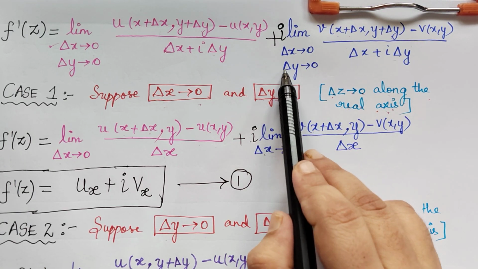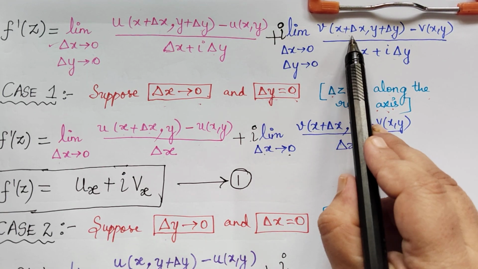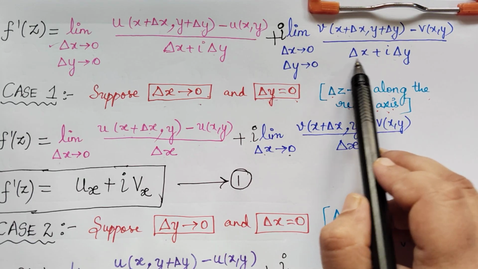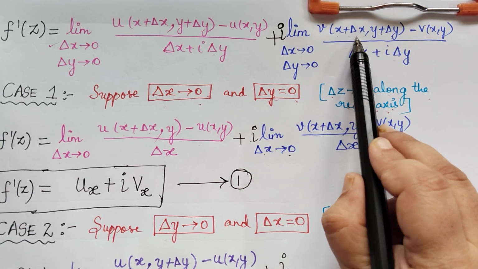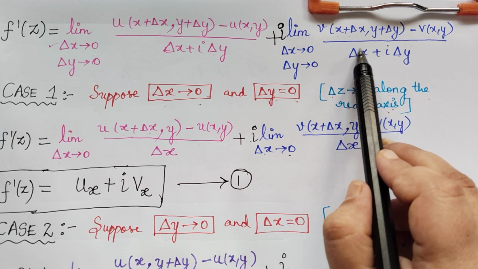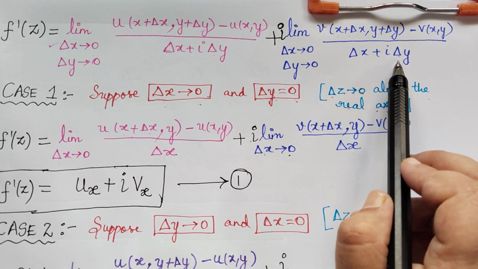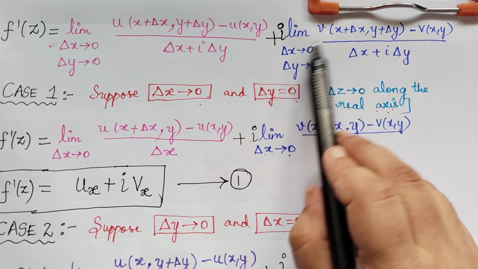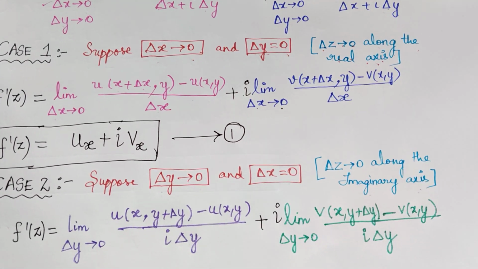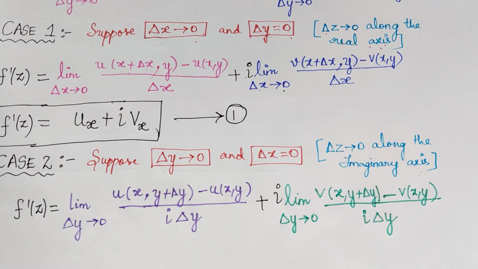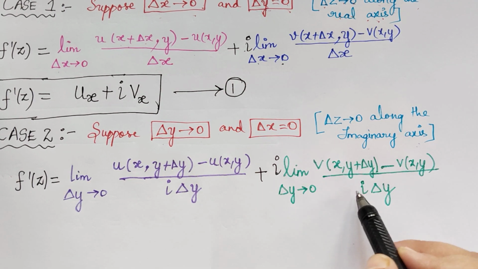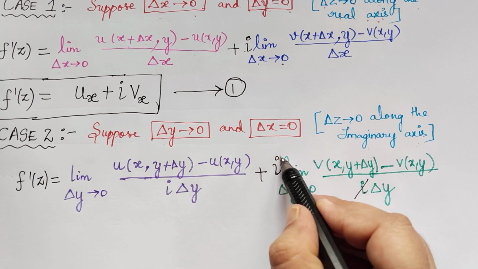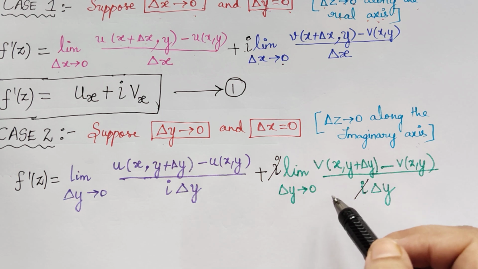So we will have limit delta y tends to 0, and wherever we have delta x we have to put 0. So here it will change to v of x comma y plus delta y. Other things remain same, and here this will become 0, so we will have only i delta y. So we will write it. So we have written it in that way. Now after this we see that this i and this i will get cancelled. So we have cancelled it.